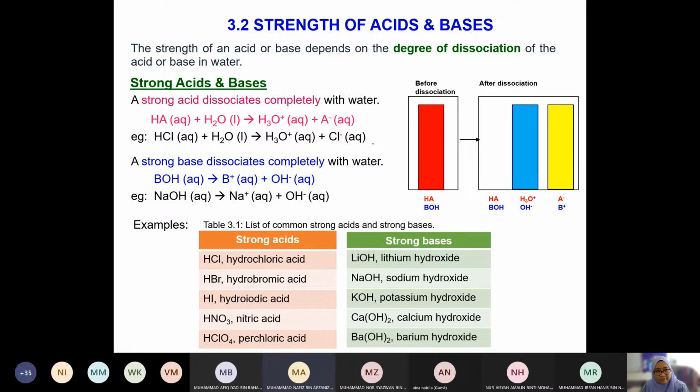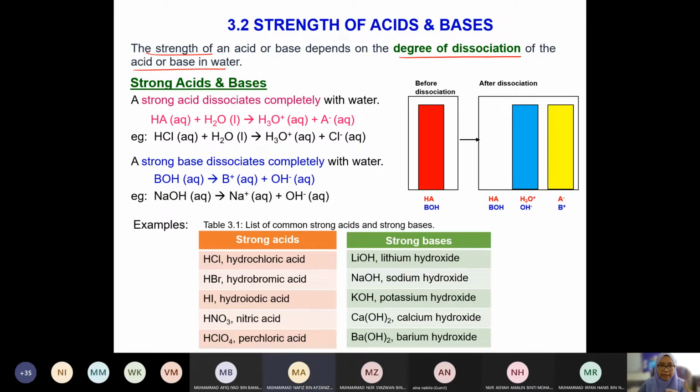Just now we identified the strength of an acid based on the molecular structure of the acid itself. This time around, we are going to start moving towards calculation later on. So before we can calculate, we should identify the strength of an acid or base. Like what we discussed earlier, the strength of an acid or base depends on the degree of dissociation of the acid or base in water.